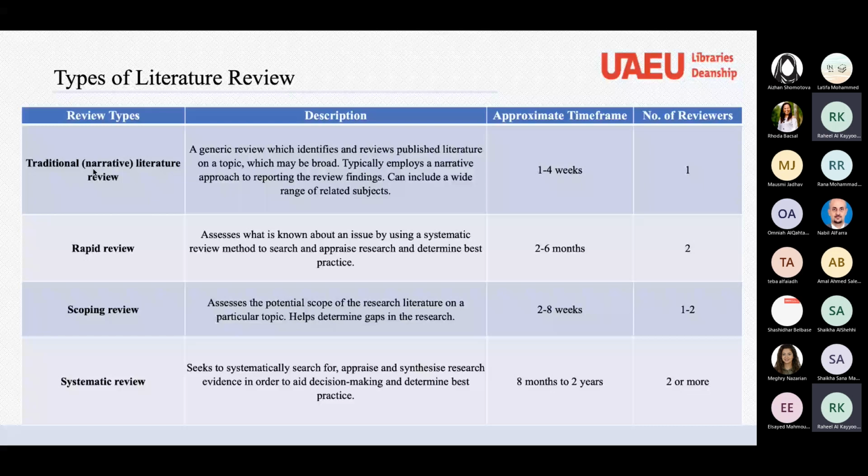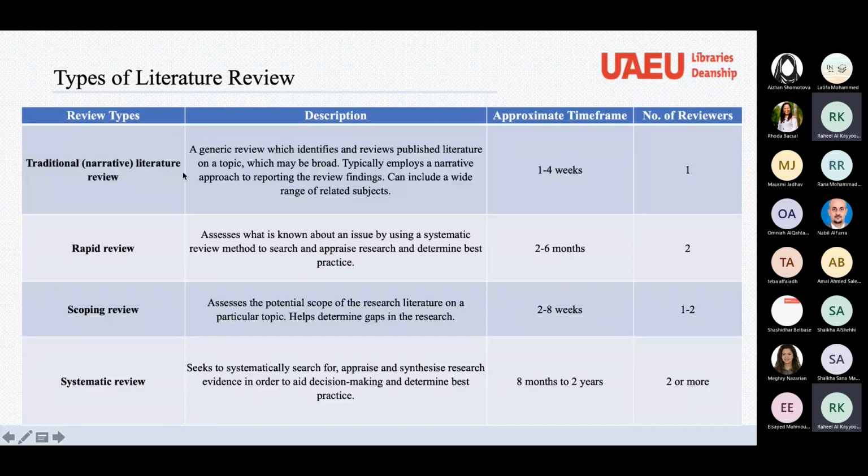Looking at the description, it is a generic review which identifies and reviews published literature on a topic. The purpose of this type of review is to describe the current state of the research on a specific topic, which may be broad. And it doesn't take a long time. The approximate time frame is between 1 week and 4 weeks, almost around 1 month. And the number of reviewers is 1, one researcher.